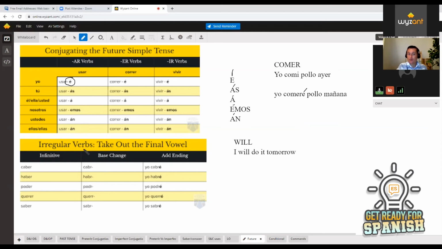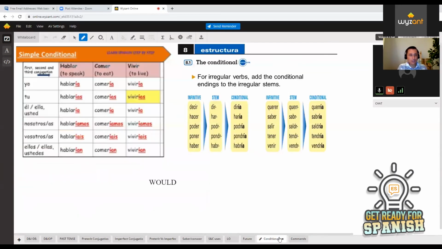Of course, we have irregular verbs like haber. Instead of just using the infinitive, we will have to memorize this base. But the endings will be the same. Okay, easy to use, easy to conjugate. Trust me, guys, on this one. After you pass the preterite and the imperfect, this is going to seem like a walk in the park. Okay, same happens with the conditional tense.